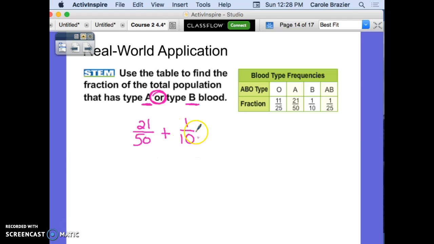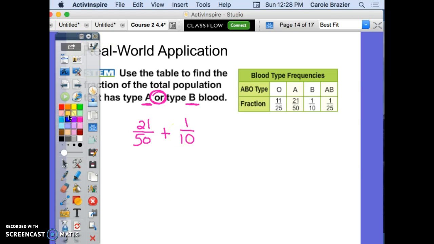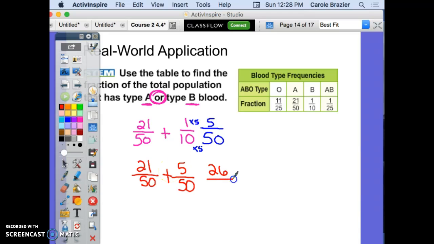I know 10 goes into 50, so I'm going to turn this common denominator into 50. So I'm going to change my 10 into 50. 10 times 5 is 50, so 1 times 5 is 5. My new fractions then become 21 over 50, which stayed the same, plus 5 over 50. When I add these together, 21 plus 5 is 26, and my 50 stays the same.